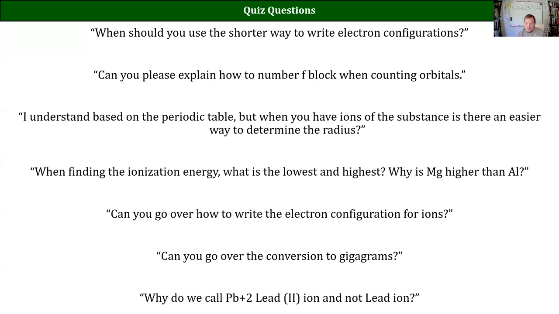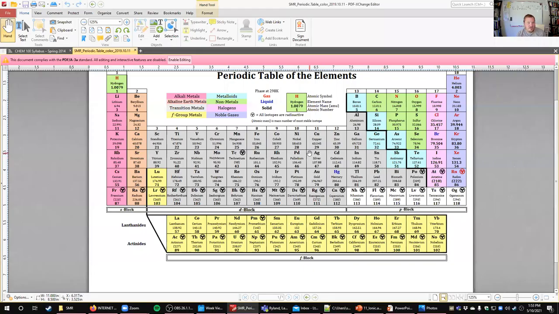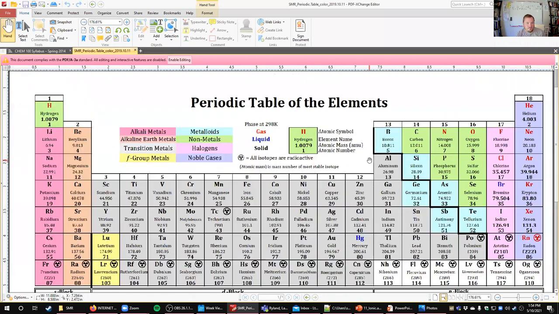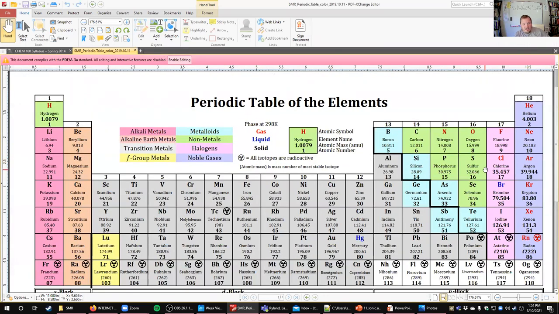So that's how we explained atomic radius when we were talking about atoms, not in terms of ions. We said, okay, if we look at, say, aluminum versus chlorine, they both have electrons in the third energy level, but chlorine has more protons in the middle, which means those electrons are getting pulled in tighter.